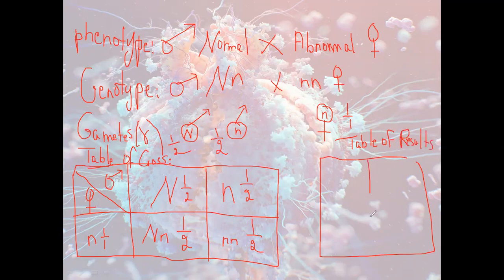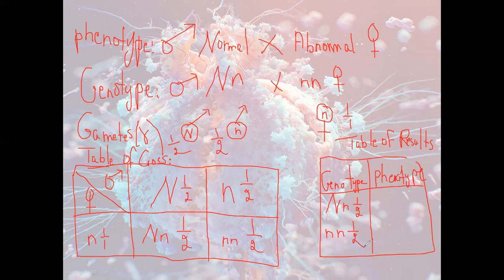From the table of results, you can simply do it like this. You can write genotype and phenotype. The genotype of the individuals is N capital N small, 1 over 2, and N small N small, 1 over 2.